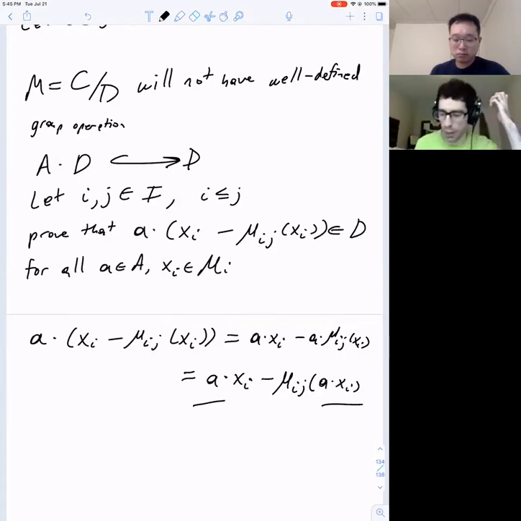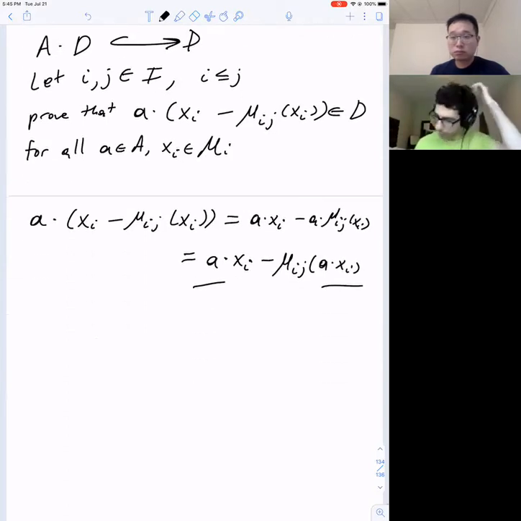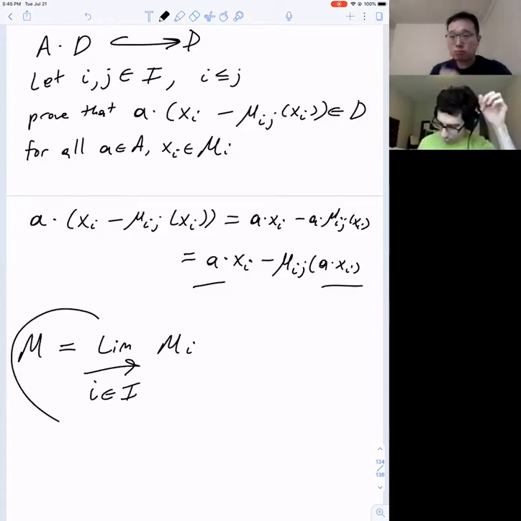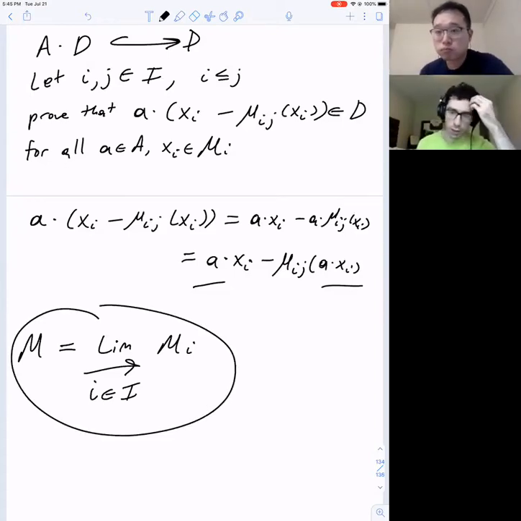So M, the direct limit, is in fact a module. So from now on, we can call M something like this. So this is usually the notation. So let's move on to question number 15.